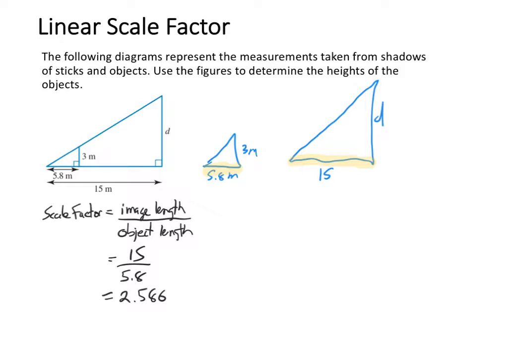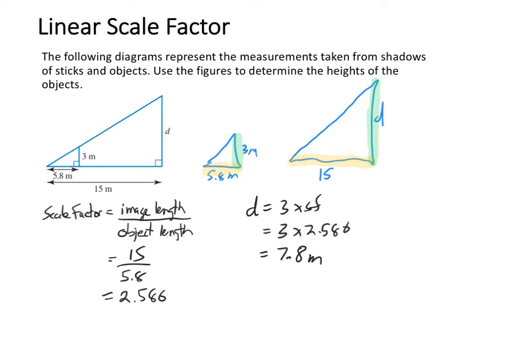Now I can use that scale factor to calculate the d value. I can do that by identifying the corresponding side. The corresponding side in the smaller triangle to d is 3 meters. So d is going to equal 3 meters times my scale factor of 2.586, because I know that my bigger triangle is 2.586 times the size of my smaller triangle. So d equals 3 times the scale factor, so 3 times 2.586, which equals 7.8 meters. So the length of d in the diagram is equal to 7.8 meters.